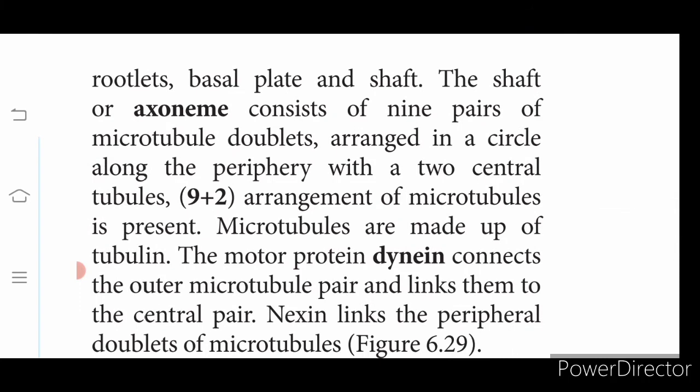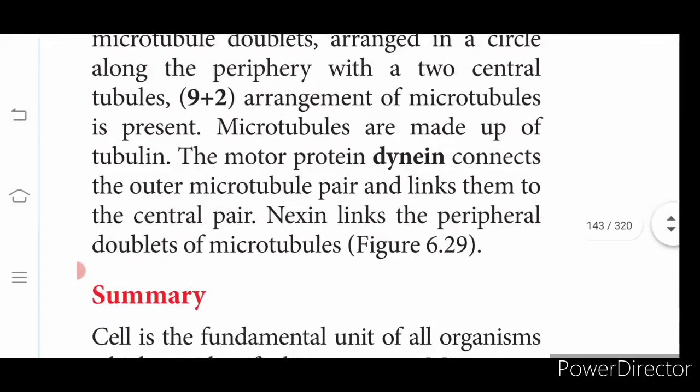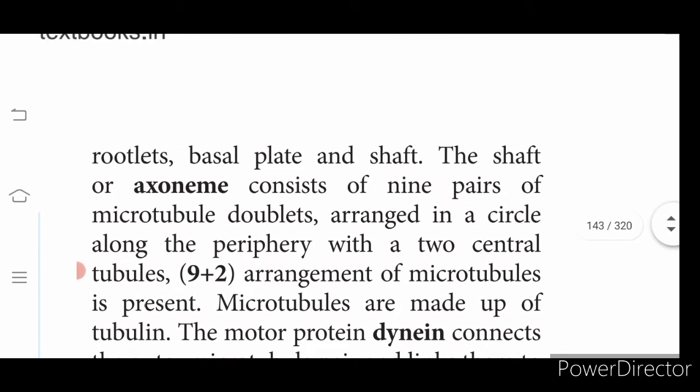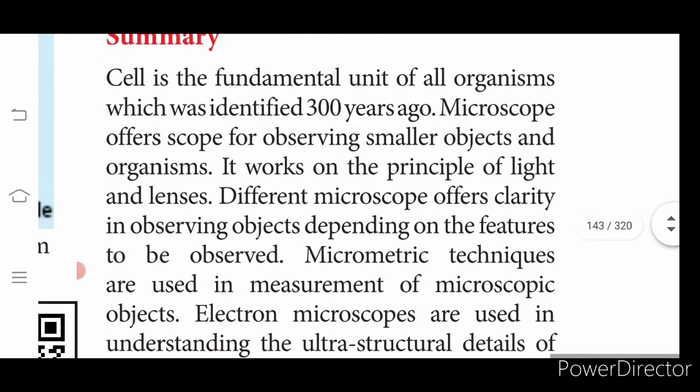The shaft is otherwise called the axoneme. It consists of 9 pairs of microtubule doublets, arranged in a circle as we discussed, the 9+2 arrangement. Microtubules are made up of tubulin. The motor protein is dynein, which helps in the rotation and flipping movement. This motor protein dynein connects with the outer microtubular pair and links them to the central pair. Nexin links the peripheral doublets and microtubules. So this is the arrangement of the flagella in the eukaryotic cell.